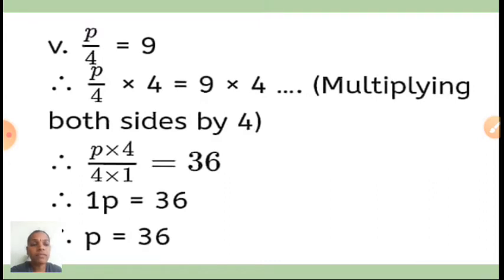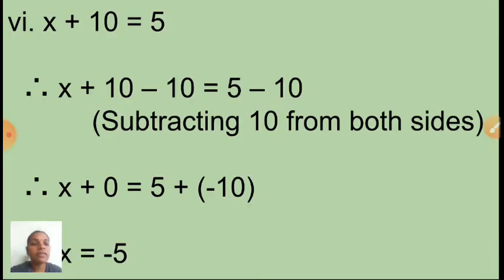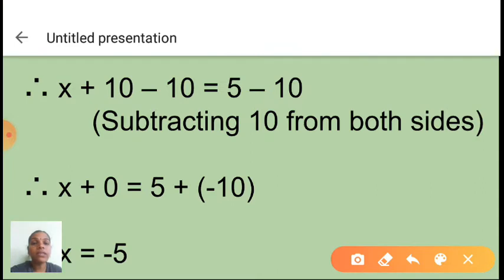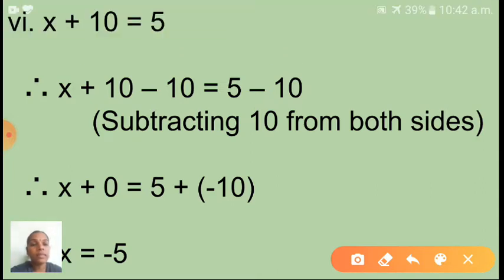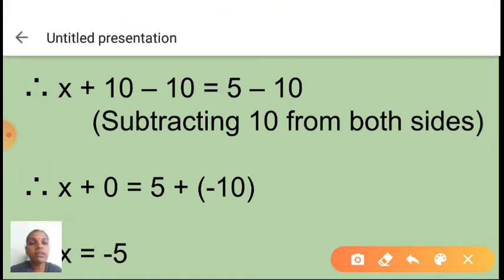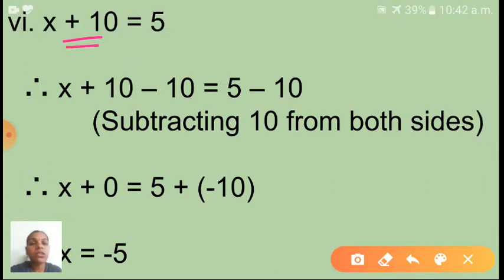And the sixth one, that question is x plus 10 is equal to 5. This is the equation. Here the variable is x. You have to find the x value. See here the question, addition is there. So this 10 we have to remove. For that, on both sides you have to subtract. Subtracting 10 from both sides.